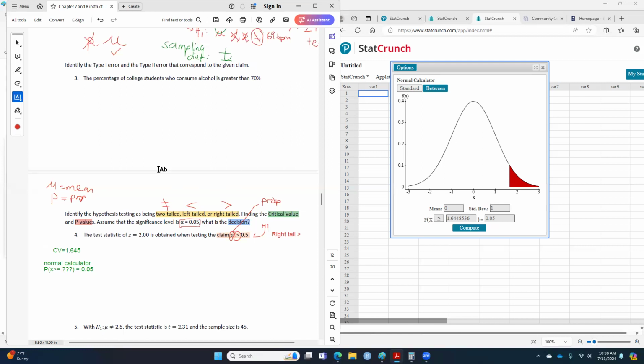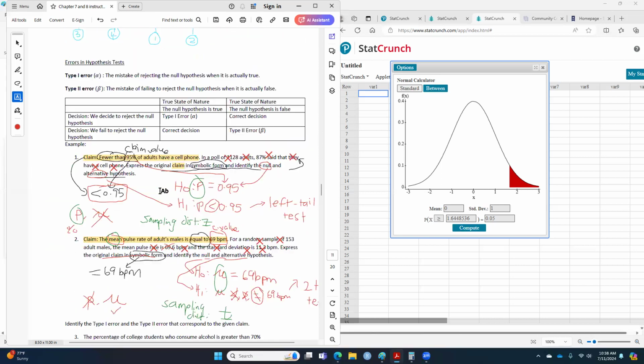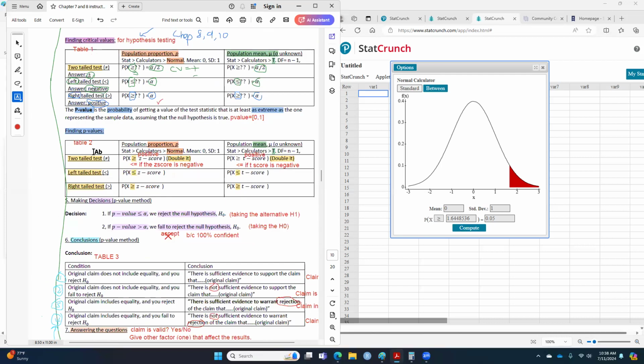Okay. Now, next is to find the p-value. So again, we know this is proportion and it's a right tail test. So when you look at table number two is where you find the p-values. Again, you have proportion or mean, and since this is proportion, we will be going over this part, and it's a right tail test, so it's going to be this.